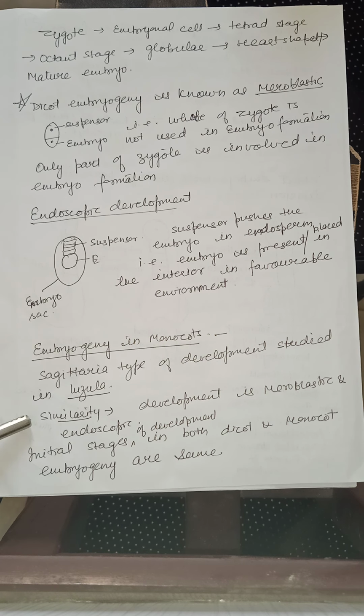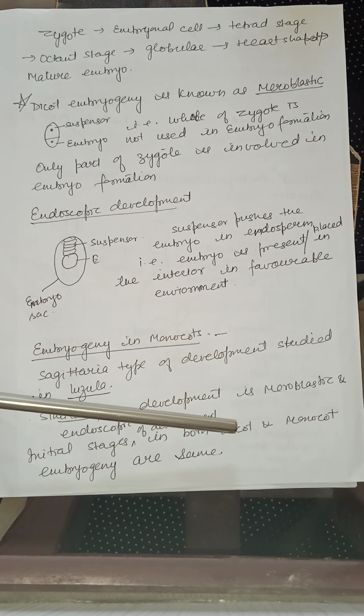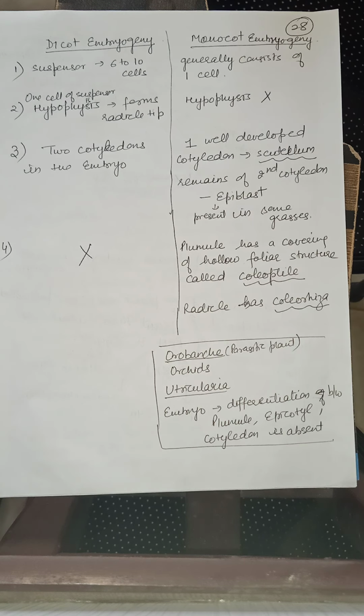See, what is the similarity between embryogeny of monocot and dicot? Both developments are meroblastic and endoscopic. Both in monocots and dicots, embryo development is meroblastic and endoscopic. The initial stages of development in both dicot and monocot embryogeny are the same. That is, the globular embryo is formed, then the heart-shaped embryo is formed. This is a comparison between dicot embryogeny and monocot embryogeny.